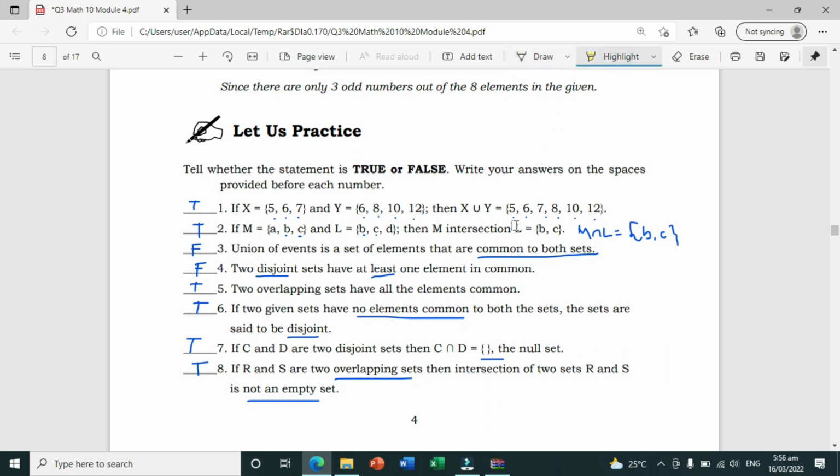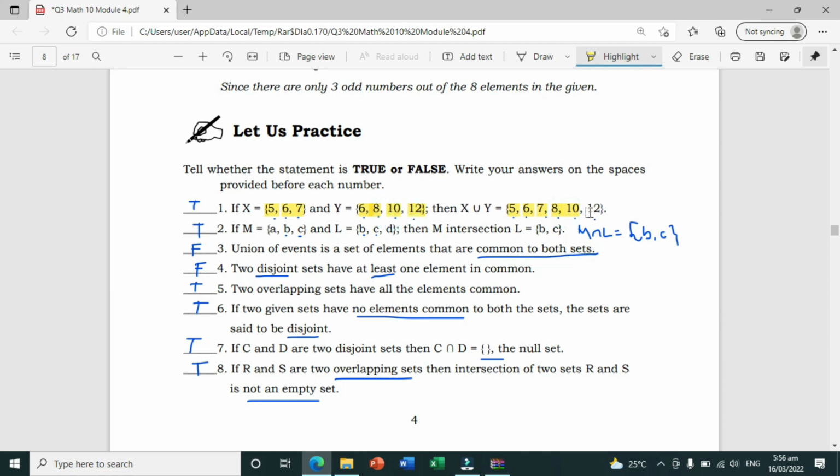So, balikan natin. Ang union, combination yan ng mga sets. Combination ng mga elements. Depending sa set na sasabihin. So, x and y man. So, meron tayong 5. Since may 5 tayo dito. 6. Yan, 6. Okay, so pwede natin sulat isang 6 lang. 7. Okay, 7. Then, 8. 10.